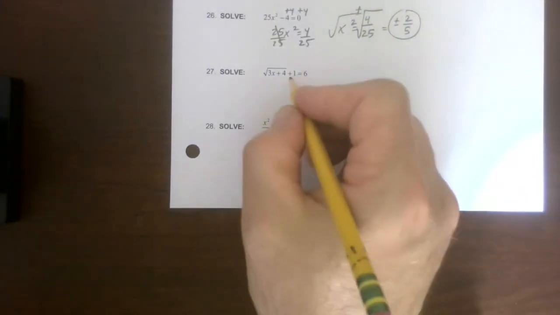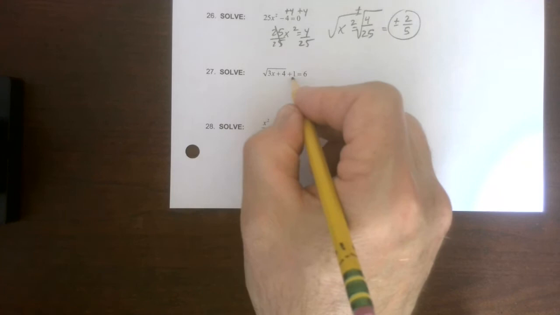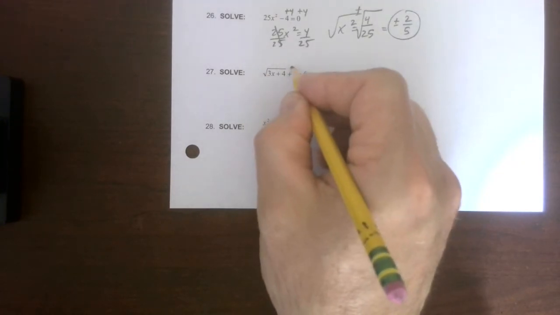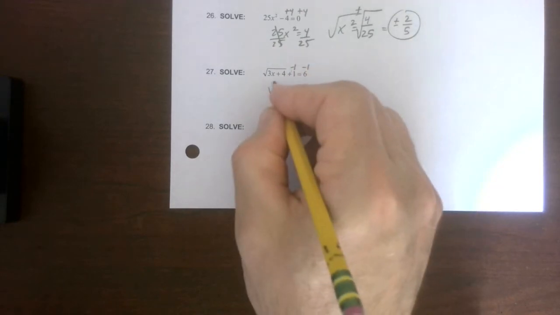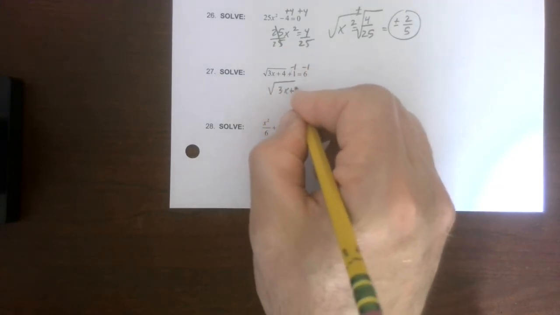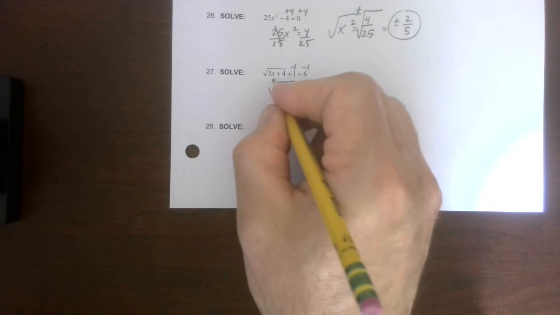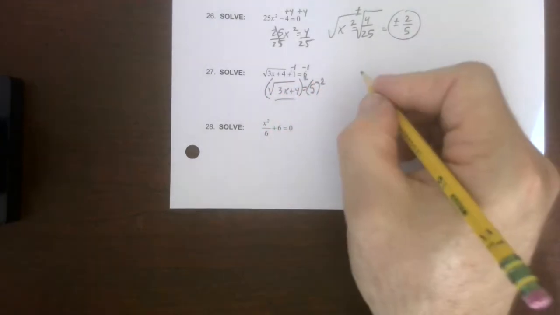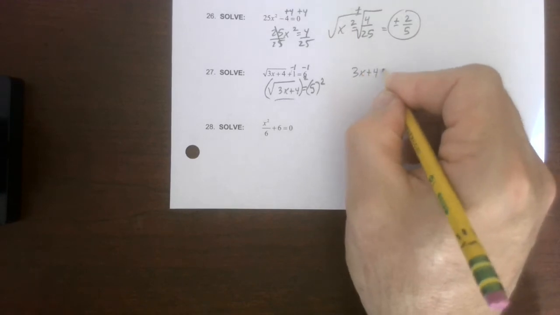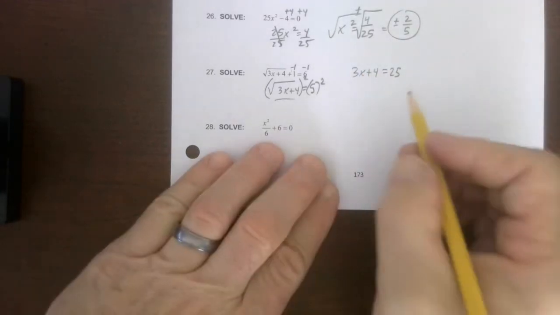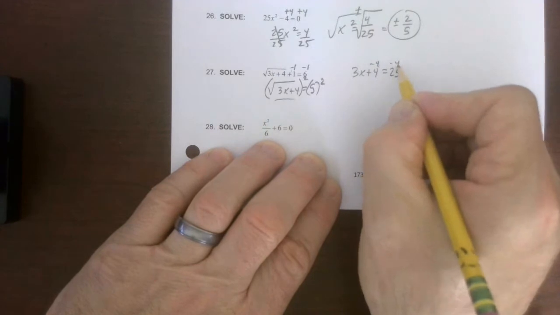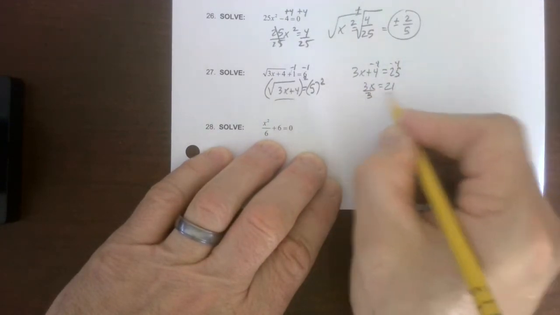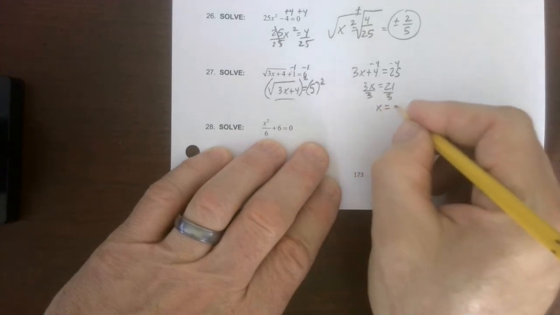Number 27. You can't just square this, and square this. You got to isolate the square root first. So you get the square root of 3x plus 4 equals 5. And now we're able to square both sides. So the roof flies off here. 3x plus 4 equals 25. Now we subtract 4, 3x is 21. Divide by 3, divide by 3. We get x is 7.